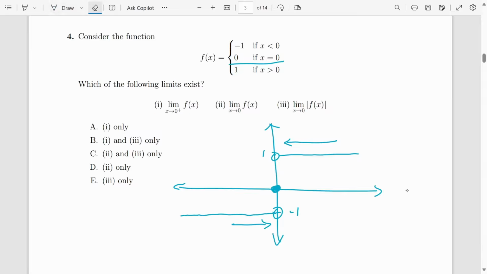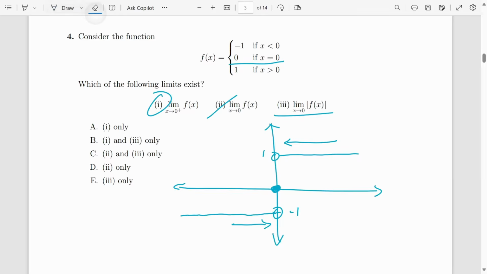So let's circle it. Now statement 2, we just said it doesn't exist because this is the general limit. We have to approach it from both sides, and the limit from the left side does not equal the limit from the right side. So because of that, the limit doesn't exist. And then statement 3 is a bit different. It's the general limit, but of the absolute value of f of x.